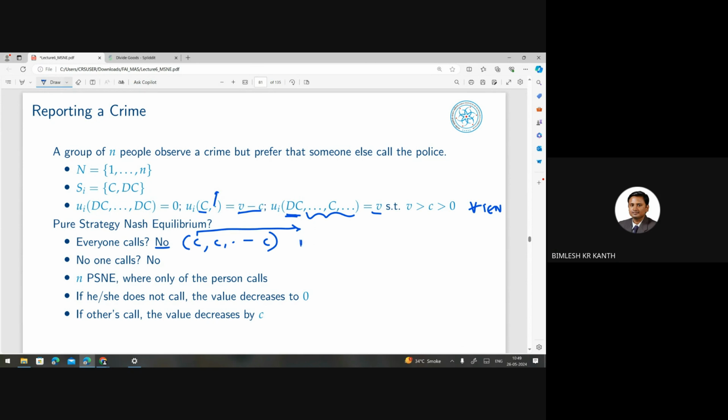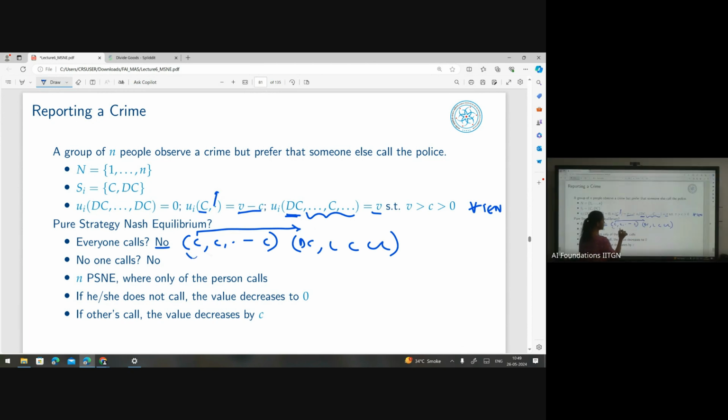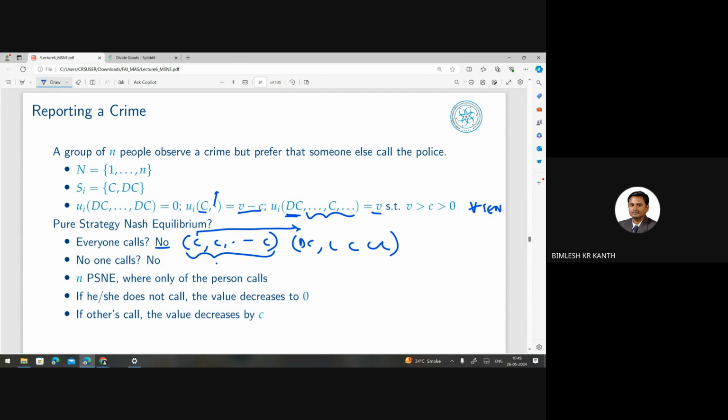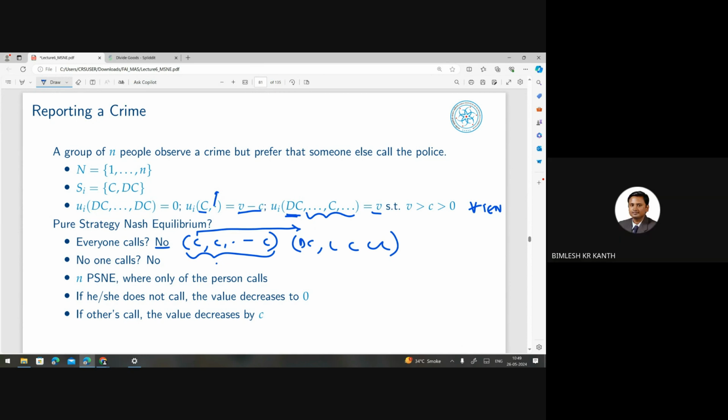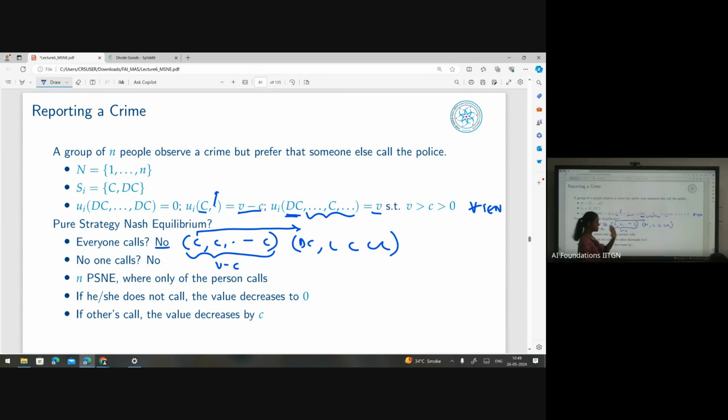Okay, but initially everyone is calling and then suddenly the ith person starts deviating. So in this particular profile, when everybody was calling, what was the utility that the ith person was getting? Everyone is getting V, no? No, V minus C, because they are calling, right? There is a cost to call. Oh, okay, sorry. For everyone it is V minus C. Yes. Let's not talk about everyone, let's just talk about i, the ith agent.